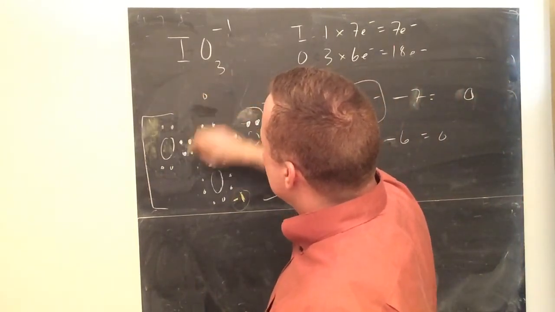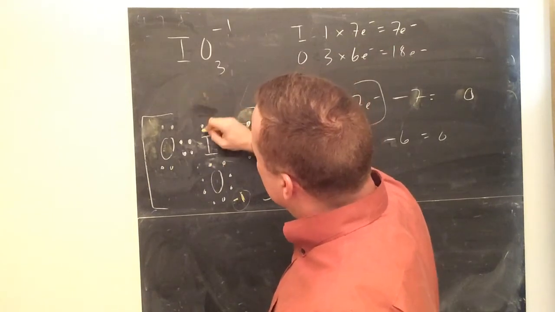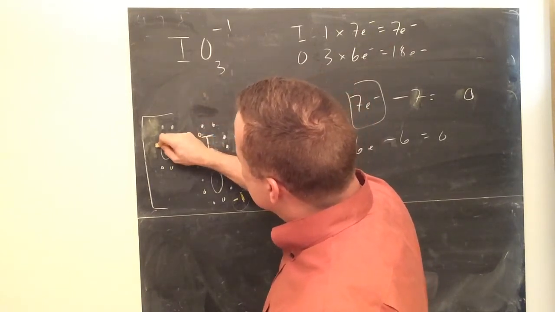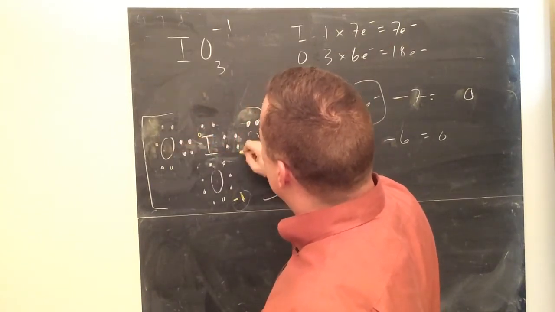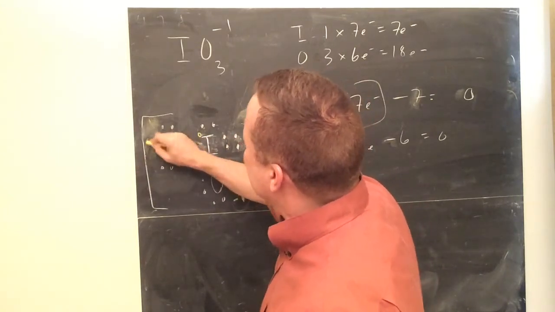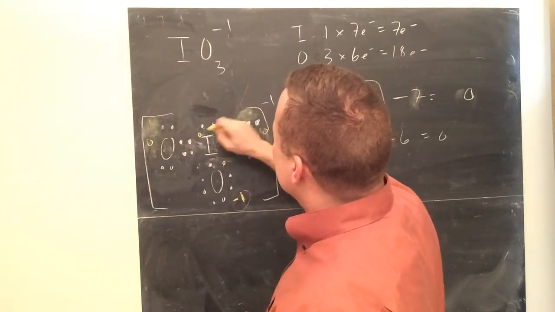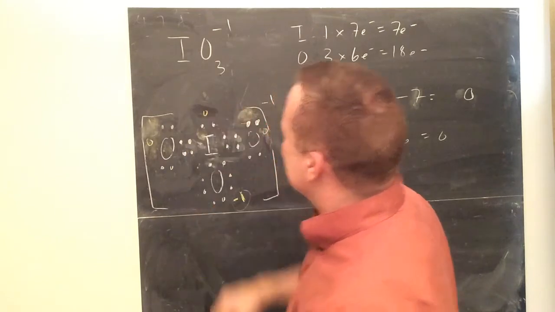So 0 for the iodine. Maybe I'll put it right in there. 0, 0, 0. Oh, it's like a dot. No, I can't do that. 0, 0, and a 0. Oh, well. I'm doing the best I can.